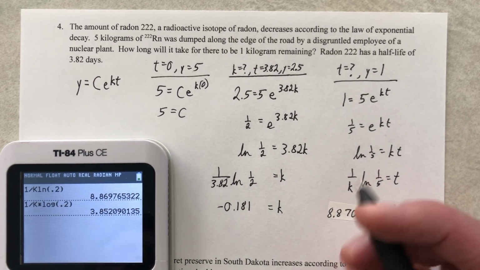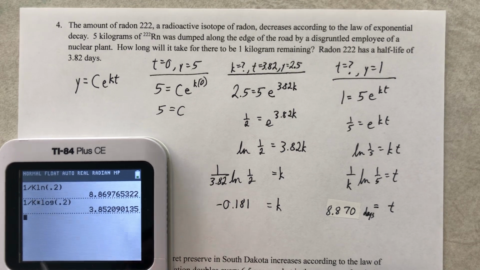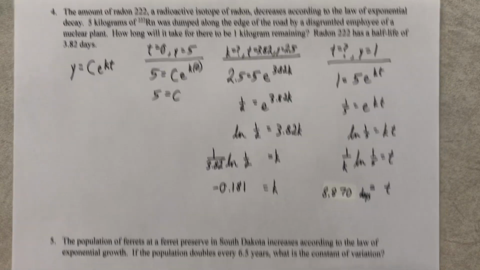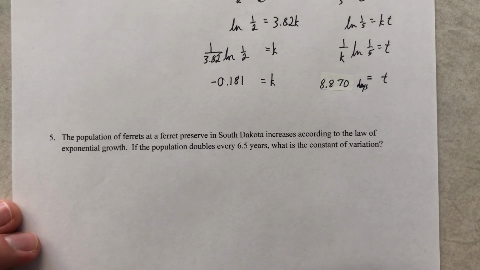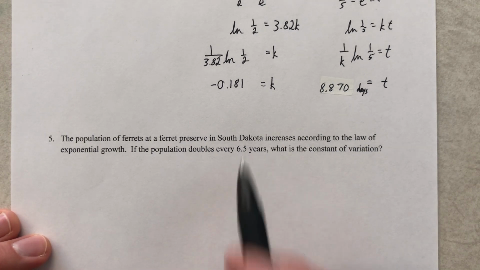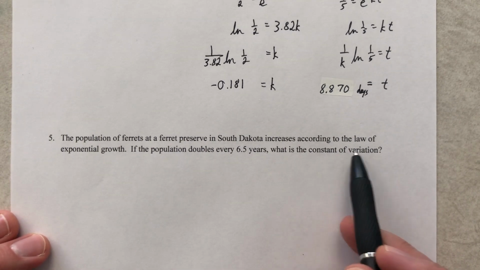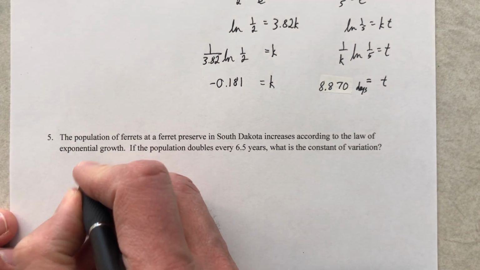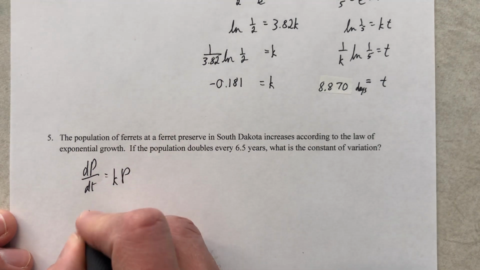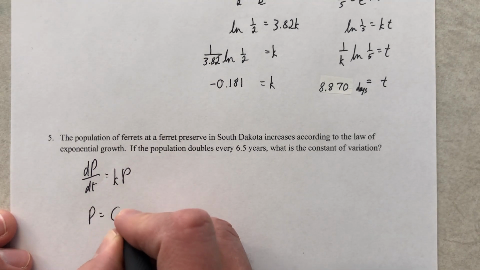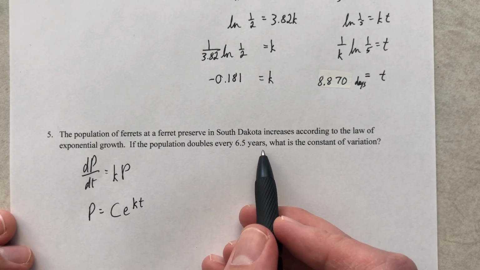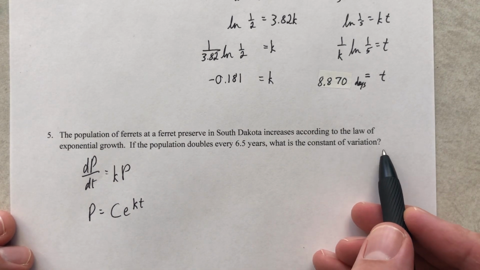So I had to kind of look back through my work. So using the log was wrong. Using natural log was right. I knew that. Just pressed the wrong button. Last problem. The population of ferrets at a ferret preserve, I made that up, it's not a thing, in South Dakota, I made that up, that's not really a state either, increases according to the law of exponential growth. So you could start with dP/dt equals kP and go through the whole process, but the population is Ce to the kt. And if the population doubles every 6.5 years, what is the constant of variation?